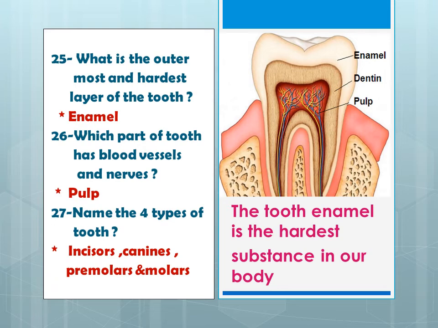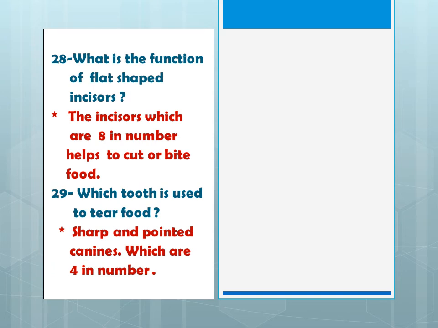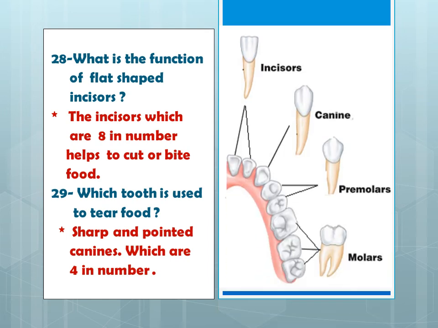Name the 4 types of tooth: incisors, canines, premolars, and molars. What is the function of flat-shaped incisors? The incisors, which are 8 in number, help to cut or bite food. Which tooth is used to tear food? Sharp and pointed canines, which are 4 in number.